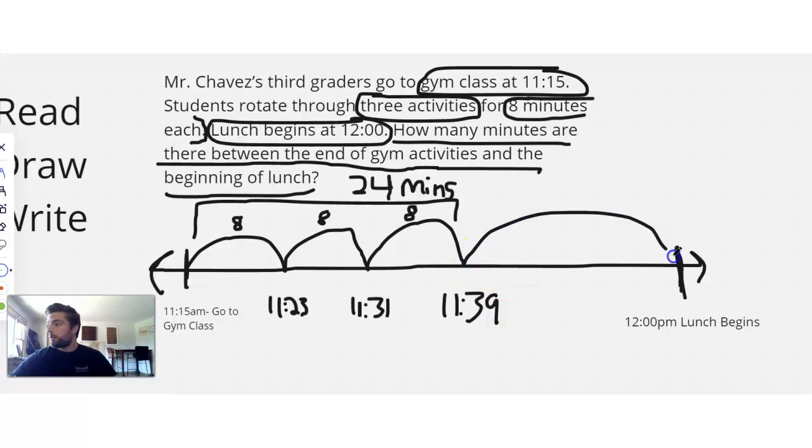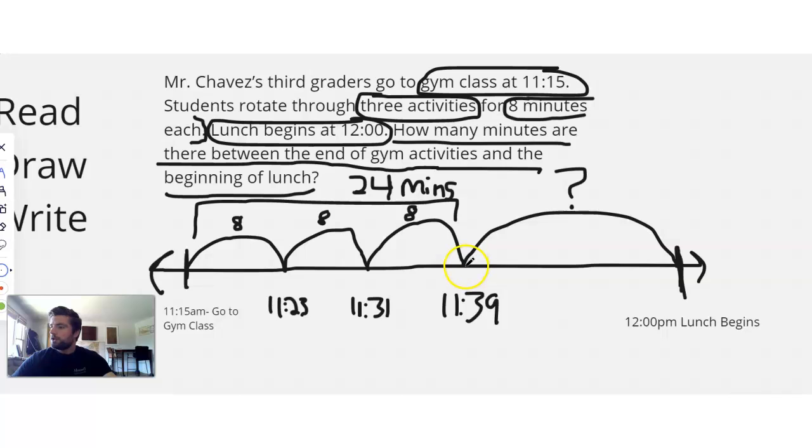So here's the important time interval. We've got to figure out how much time there is between 11:39 and when lunch begins at 12. I'm going to write a question mark there. How many minutes is in between that? If we want to, we can just start at 11:39 and count all the way up, and we can make tally marks for every minute that we count. Or we could just jump in smaller numbers.